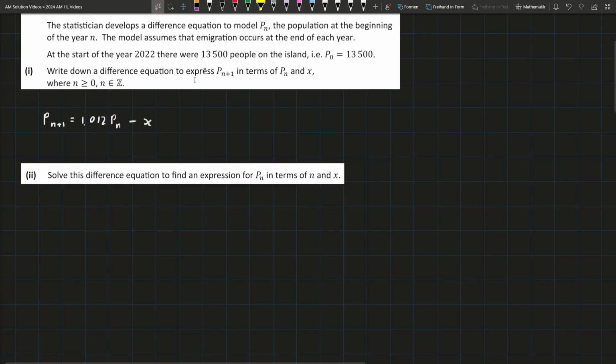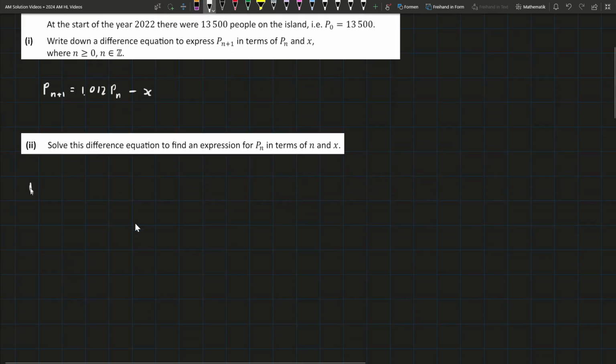And then they told us to solve the difference equation to find Pn in terms of n and x. If you watch my difference equations video, you'll know that I use the exact same method for all difference equations. So our particular solution is the first one we do. And that's going to be just the constant part. So ignoring all the Pn's here, we just have a constant. So our particular solution will also just be a constant, which I'm going to call A. That means our particular solution for the n plus 1th term is still just a constant A.